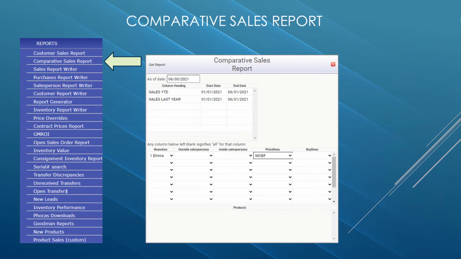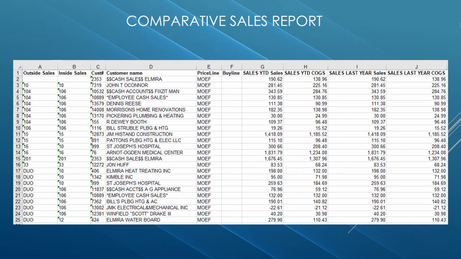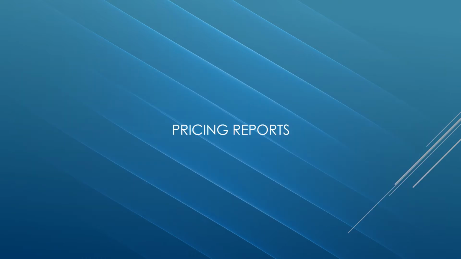This is constructed in the format of sales by salesman, for date range, on specific price lines or buy lines. This report can be helpful in seeing what price line or buy line is being purchased by what customers and many other variations. Pricing reports.